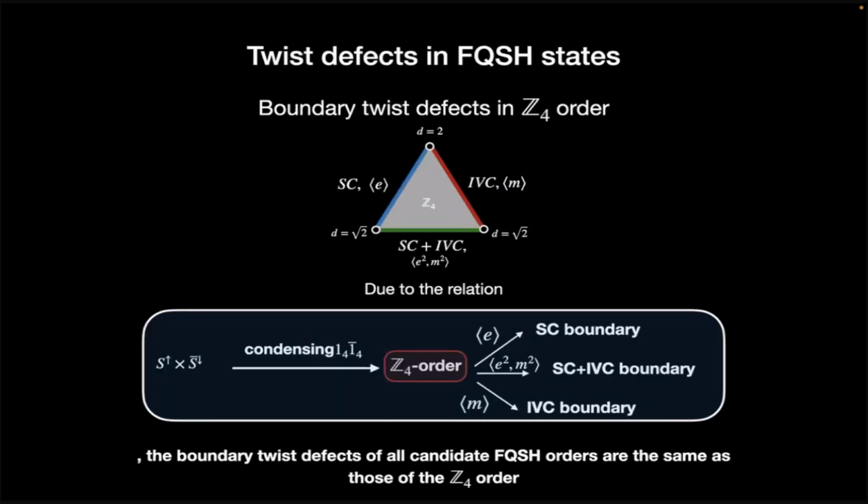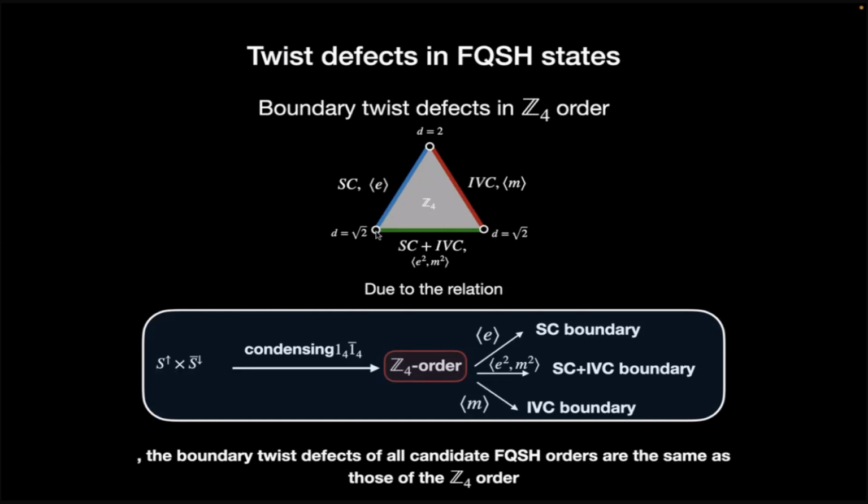Thanks. Next, I want to discuss the boundary twist defects. Let us again take the Z4 order as an example. Here I'm showing a Z4 order with 3 types of boundaries. For instance, at this top vertex, a domain wall between the e condensed boundary and the m condensed boundary, there is actually a Z4 parafermionic mode with quantum dimension 2.